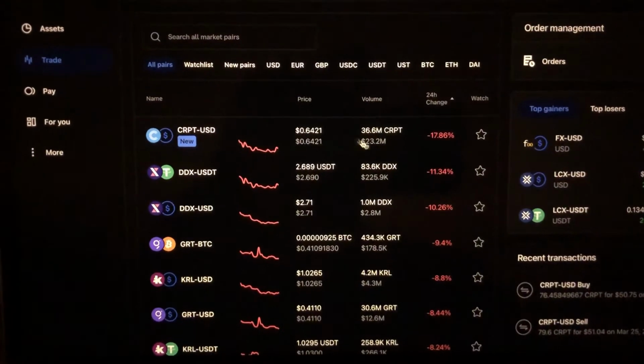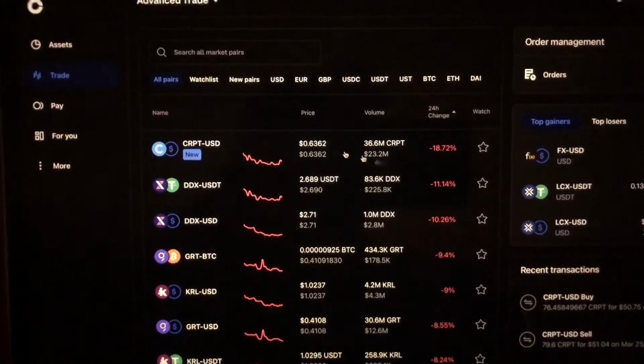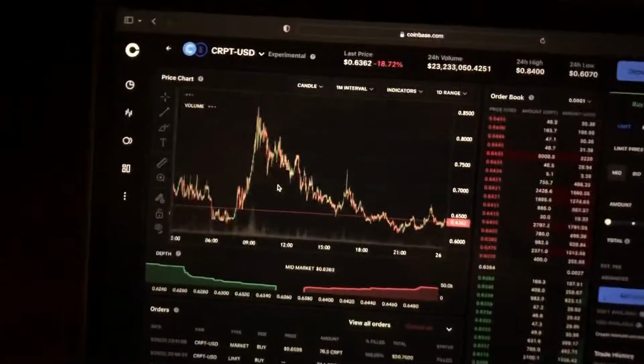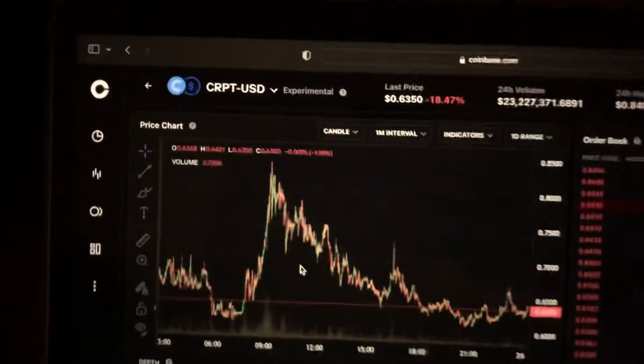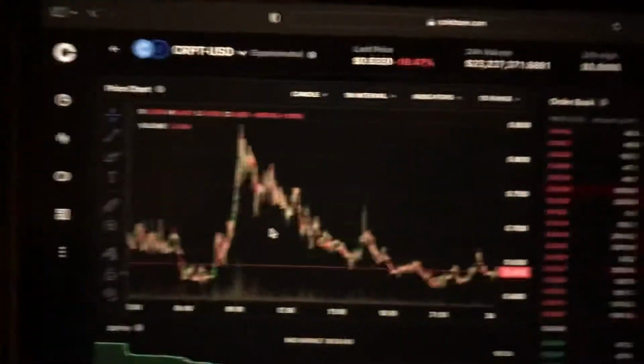Okay, so this has got pretty good volume, 23 million. So we're going to go ahead and try to day trade this. We're going to click on here. All right, now let's try to go over this as much as possible. I'm going to zoom this screen in and out because it gets kind of blurry.